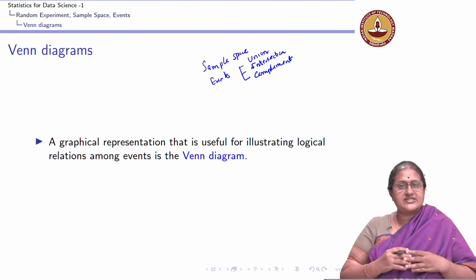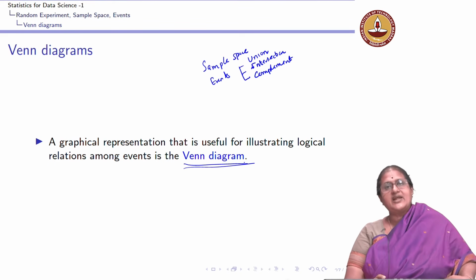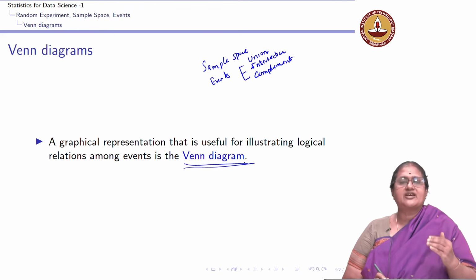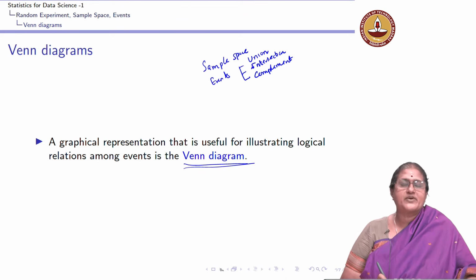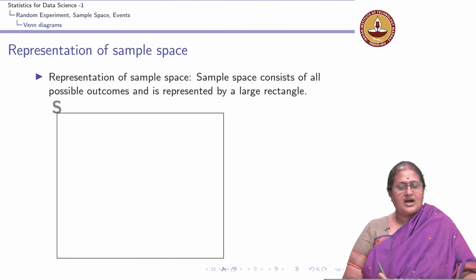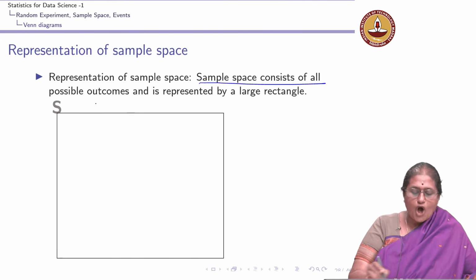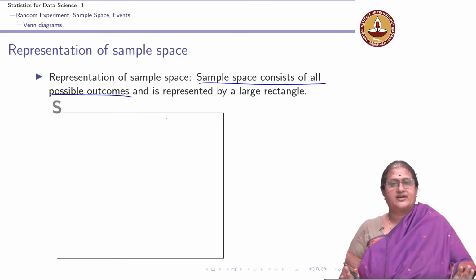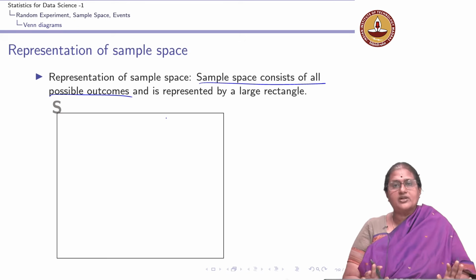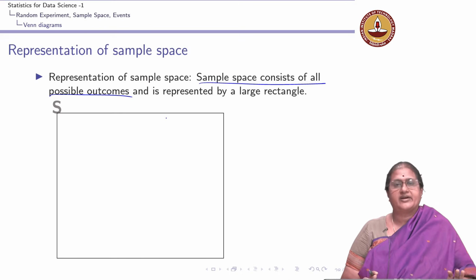Recall, when we have sets, you have learnt about what is called a Venn diagram. So, similarly, in our probabilistic framework, we are going to represent these events and these sample spaces using Venn diagrams. So, what is the convention? How do we represent a sample space? Because the sample space consists of all possible outcomes, it is just represented by a large rectangle. I am not listing all the outcomes, I am just representing the sample space by a large rectangle.